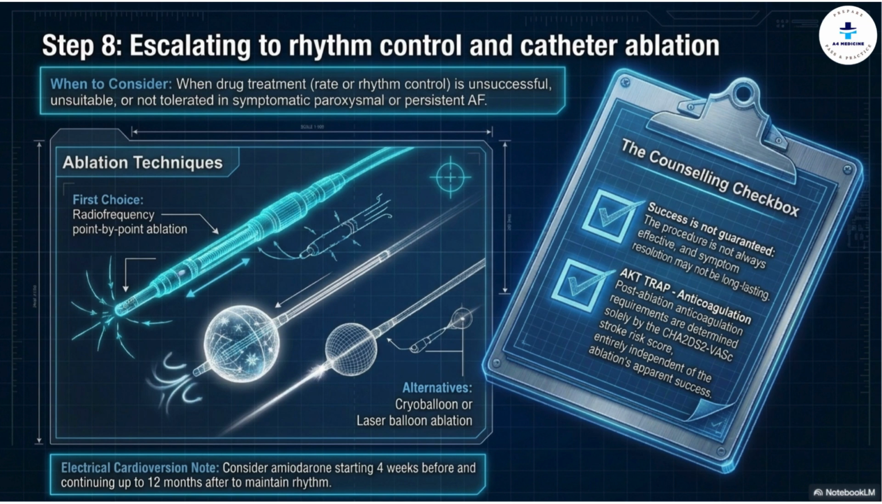This section explains when rhythm control is used and its limitations. Rhythm control is used when rate control fails. Options include antiarrhythmic drugs, cardioversion, or ablation. Ablation may need repeat procedures, but successful rhythm control does not remove the need for anticoagulation.